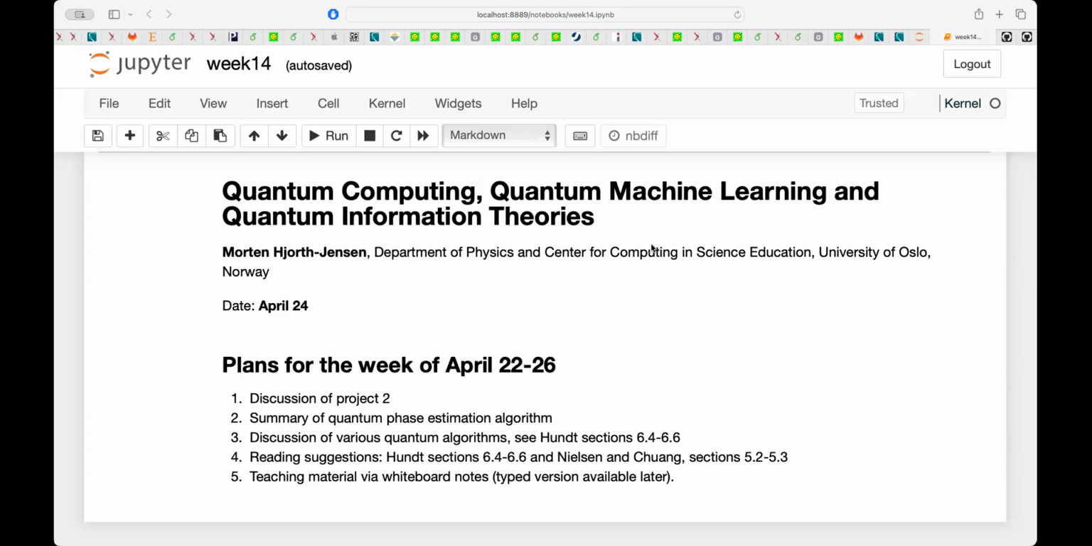So what I wanted to do today in the beginning now is to say a little bit about the second project and see if this is something which you feel is interesting enough. There are several variants which you can choose. And then I wanted to give you a quick summary of the phase estimation algorithm, because that's a part of the second project, for those of you who want to follow that path.